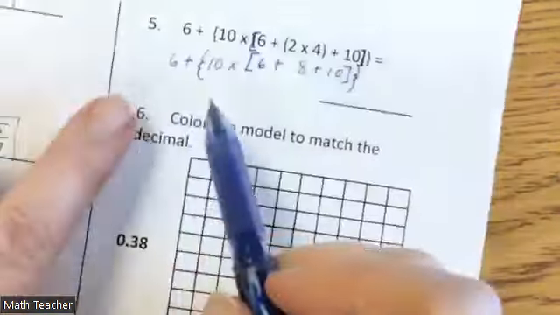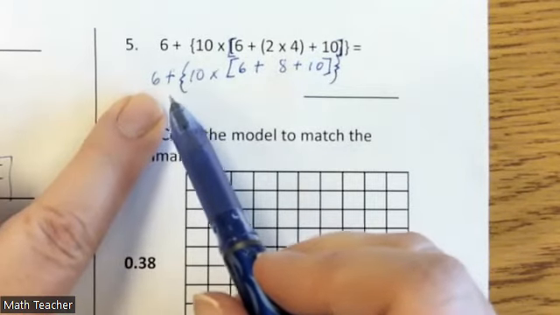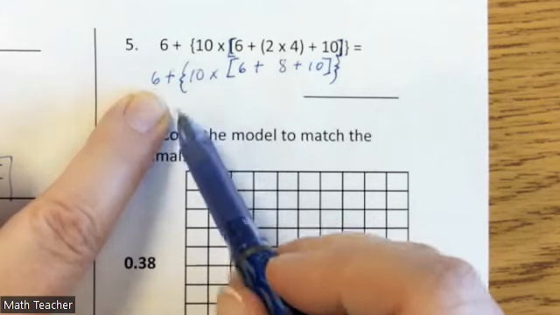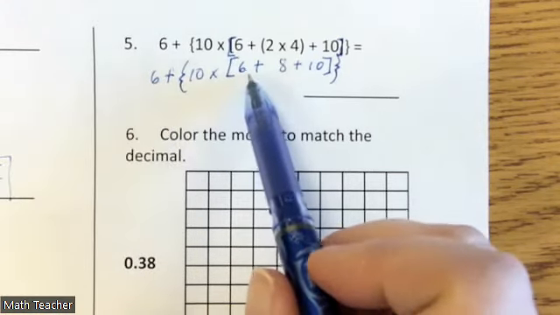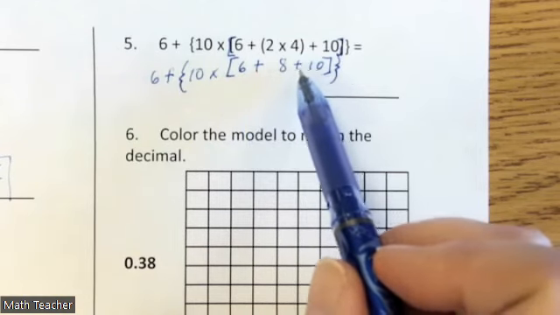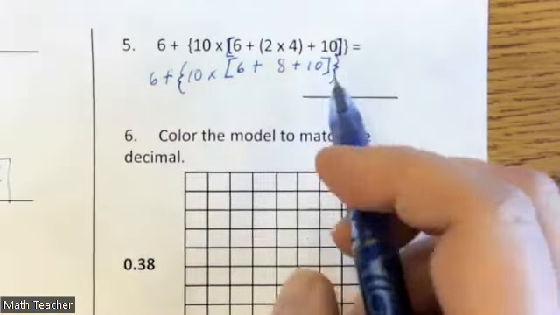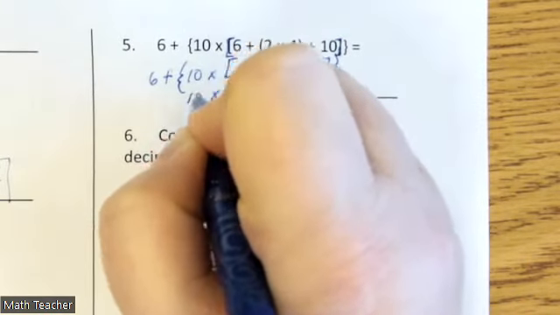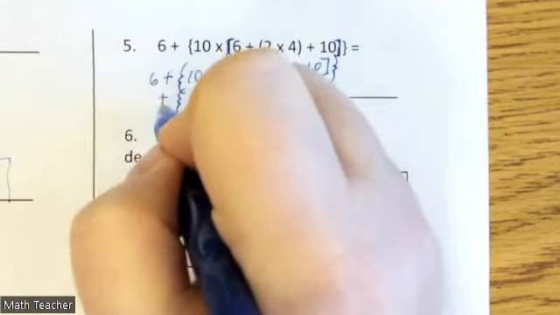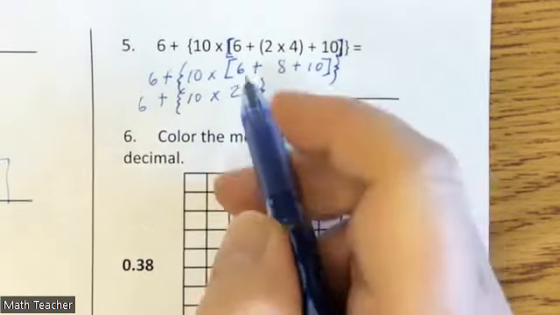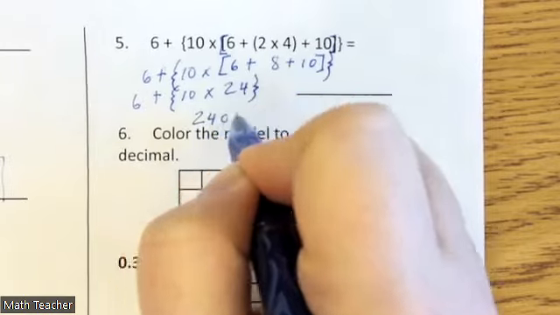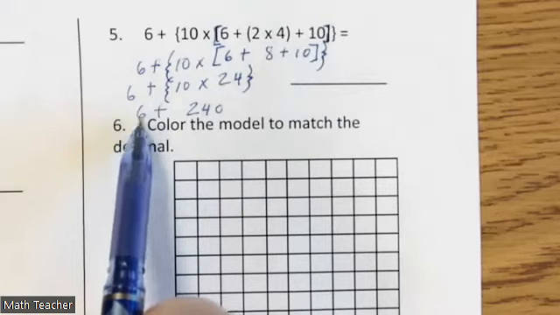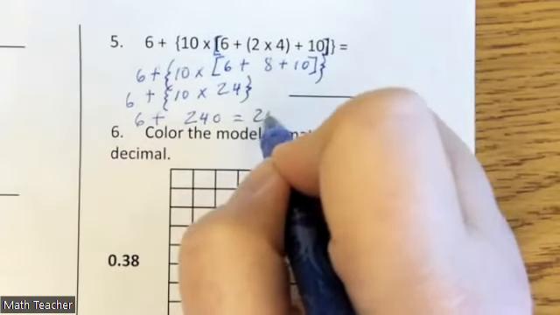Although it's tempting to just add this on at the end, sometimes if we don't bring it down with each step, we can forget it. So I would encourage you to bring that 6 plus down with each step. So then inside the brackets, we have 6 plus 8, which is 14, plus 10, which is 24. So we have 24. And then bring down the times 10 and the braces. 24 times 10 is 240. Now we can drop the braces because that has all been simplified. And then we just have 6 plus 240, which is 246.